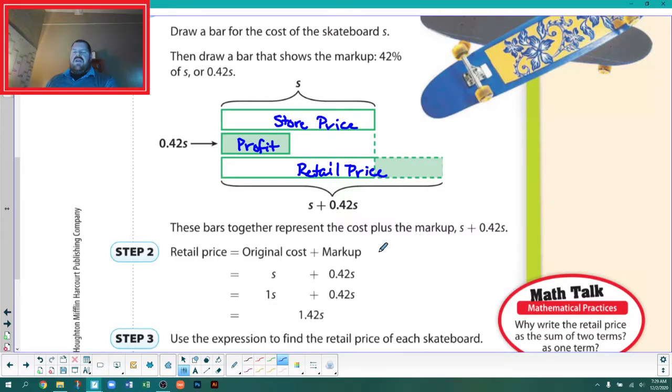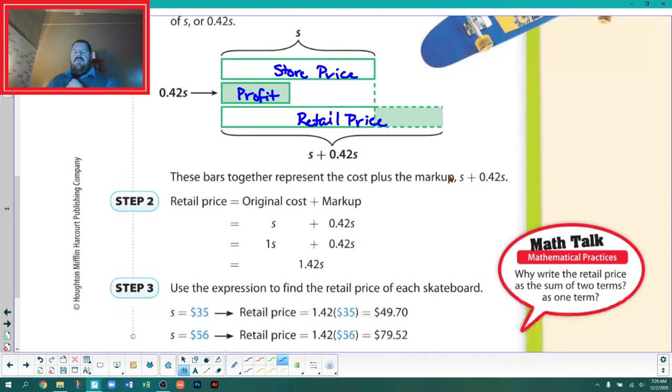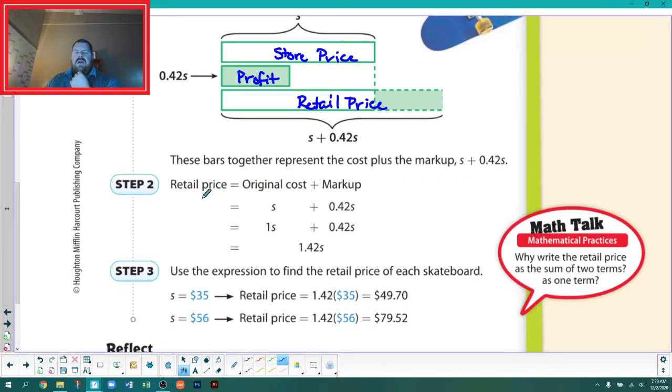Putting all these bars together, we see that the cost plus the markup is our S, what it cost us, and we're playing the store right now. It's our cost S plus 0.42 or 42% of S. So we see that the retail price, the amount that I'm selling it for, is 1S plus 0.42S, which is 1.42S, just adding those together. That's called combining like terms. Both of these have S's in them, so I can combine those.